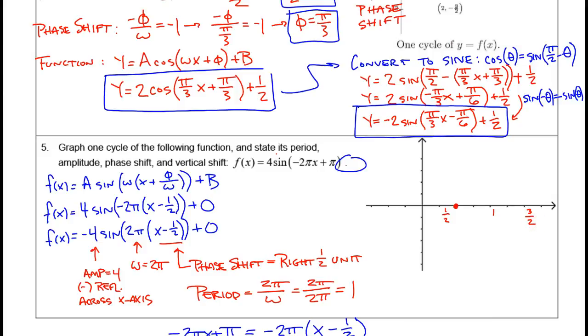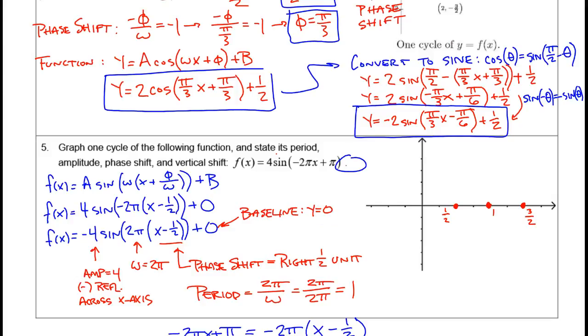Now my period is 1. So I need to complete one whole cycle of this function from 1/2 to 3/2 because that is 1. 1/2 plus 1 is 3/2. So I need to fit one whole cycle of this graph into that region there. I know that at the midpoint between the start and end of the period, I'm going to cross back across the midline. Remember, folks, the midline or the baseline is going to be y equals 0, or the x-axis.